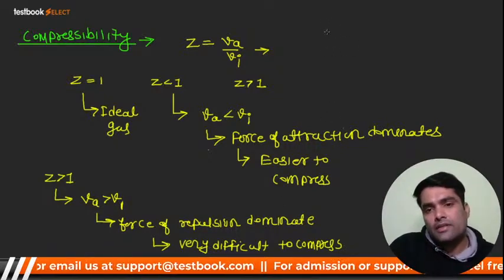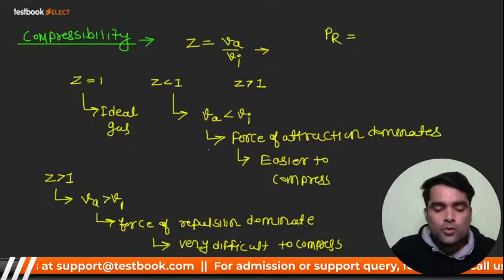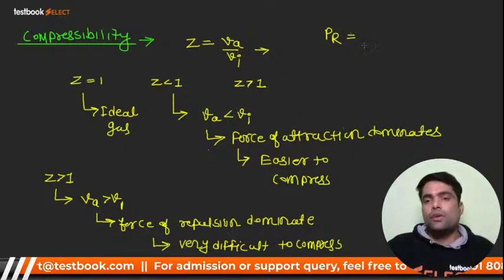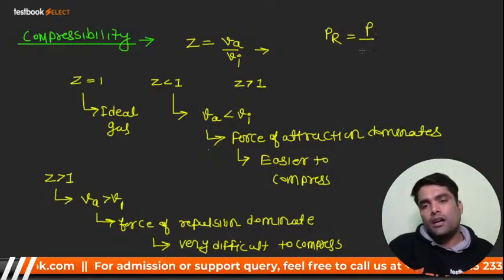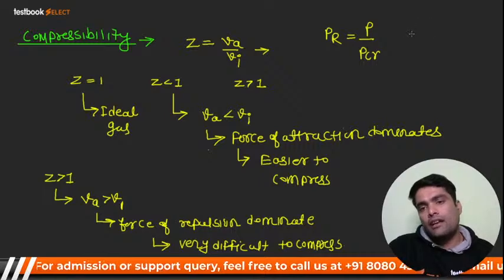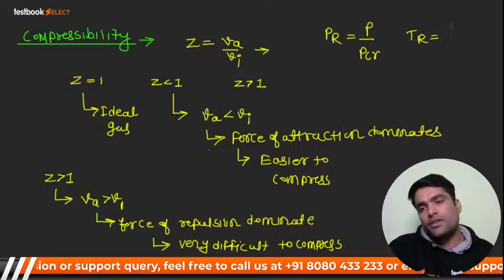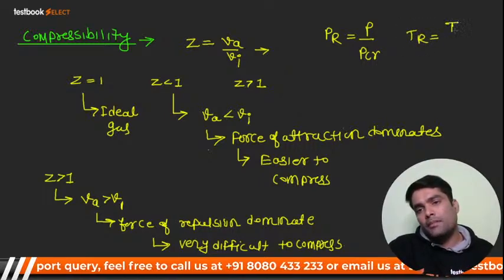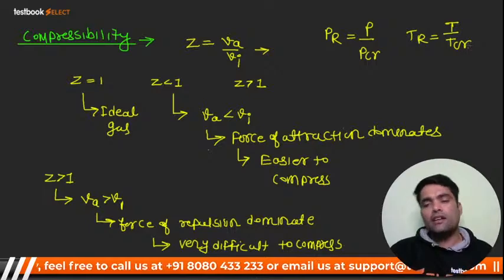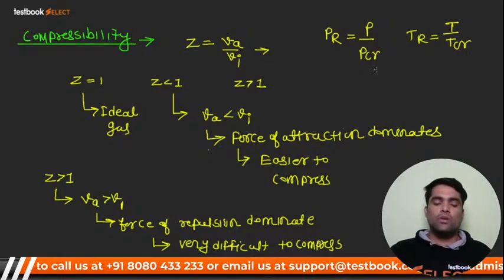And my dear, always keep in mind reduced pressure and reduced temperature. Reduced pressure is nothing but the ratio of pressure to the pressure at the critical point, and reduced temperature is nothing but the ratio of temperature to the temperature at the critical point. This thing you have to keep in mind.